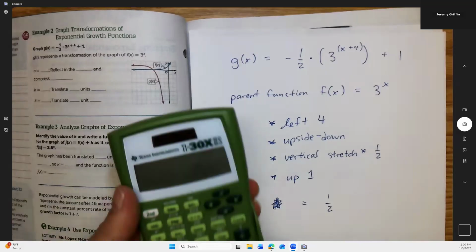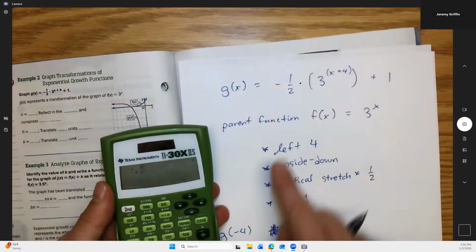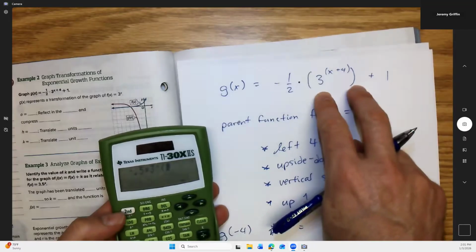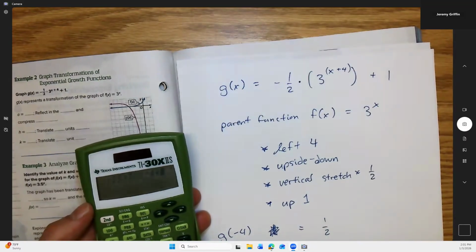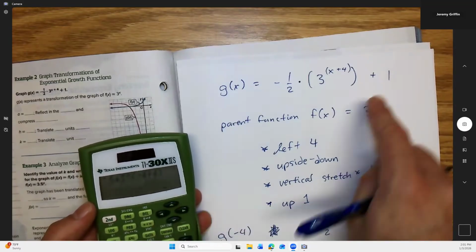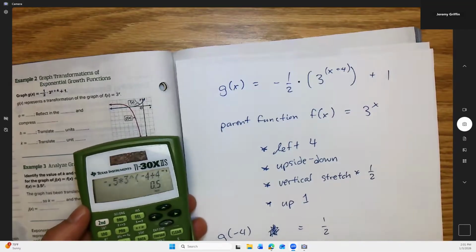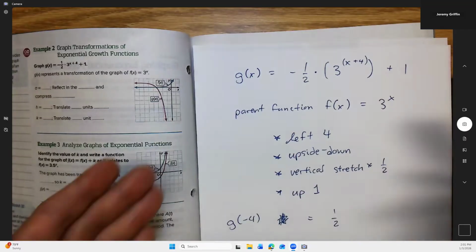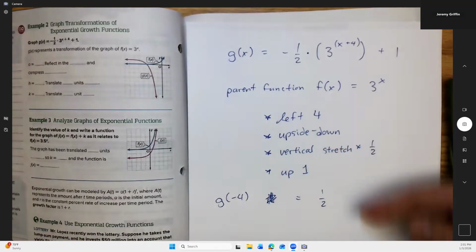Let's see if I got all these translations correct. So I go negative 0.5 times 3 to the power of, and then in parentheses, x plus 4. Now for x, I'm going to plug in negative 4, so negative 4 plus 4. Close parentheses. And then on the end, I'll tie on plus 1. Let's see if I get a half out of that. Yeah, I do. 0.5, that's half. So that's where that point is. So we've got great normal graph translations. This is something we did, of course, last semester. So translations, boom, there you go.